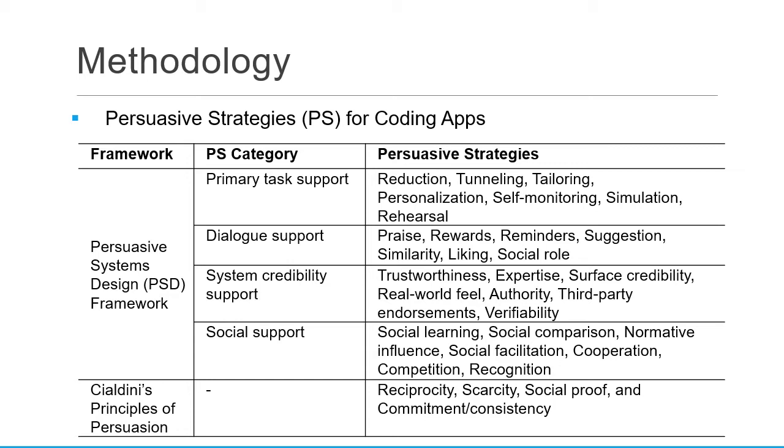Cialdini's principles of persuasion has 6 strategies as mentioned in their paper. However, we selected 4 of these strategies because 2 have already been captured in the PSD framework. The 4 strategies include reciprocity, scarcity, social proof, and commitment/consistency.